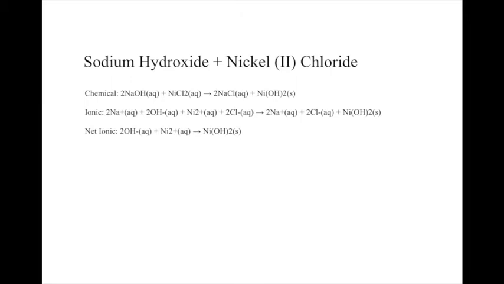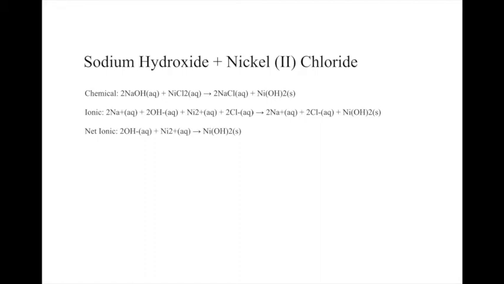So then we removed the spectator ions to receive the net ionic equation, which is simply 2 hydroxide ions with a charge of -1 plus 1 nickel ion with a charge of +2 to get nickel hydroxide, which is the solid.